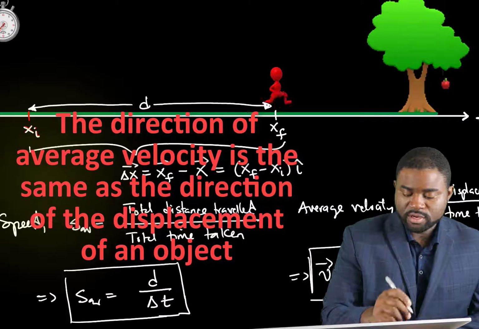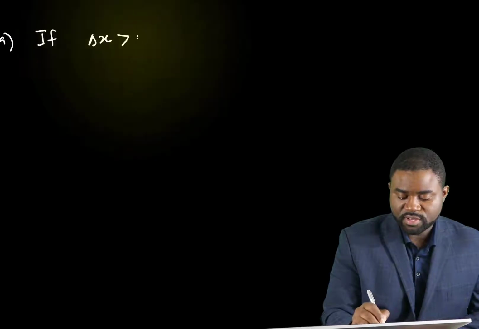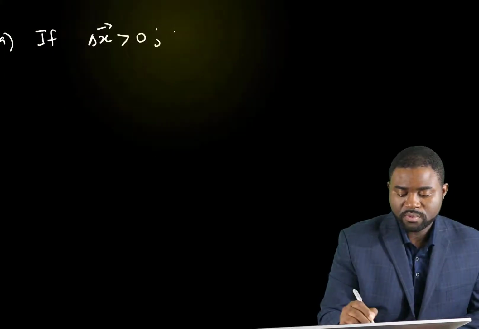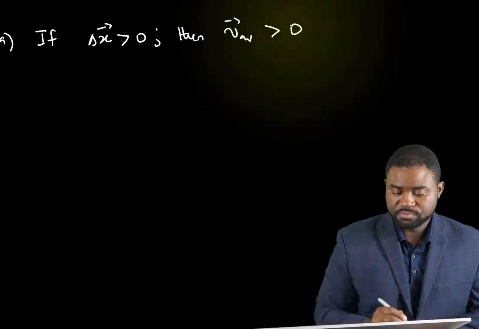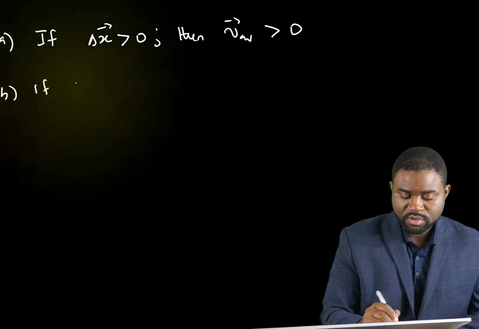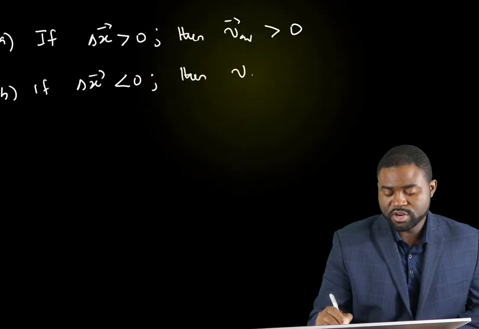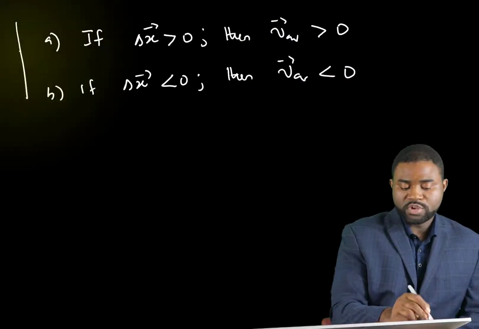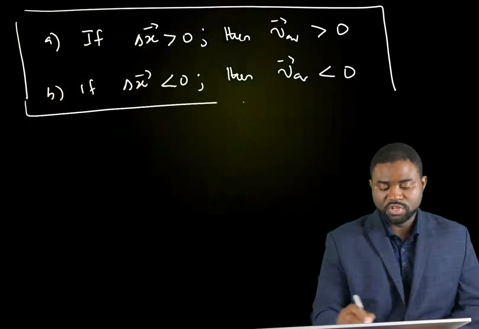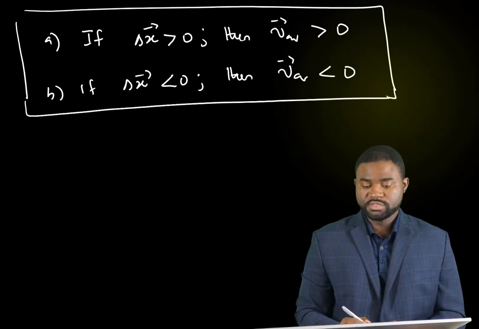So it means that if delta x is greater than 0, then the average velocity will be greater than 0. Similarly, if delta x is less than 0, it means that the average velocity is also less than 0. But the question I want to ask is, what does it mean for the displacement to be positive, and what does it mean for the displacement of an object to be negative?